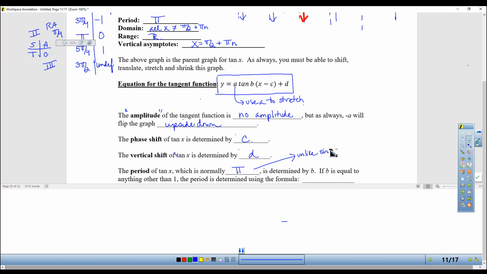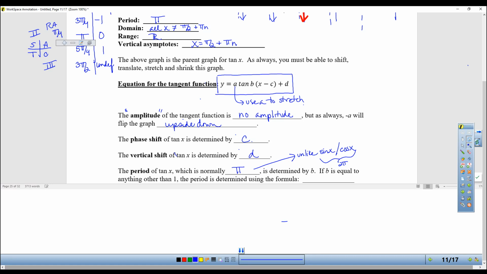And the period of tangent, which is normally pi, so unlike sine and cosine, you are going to have to remember something new. So sine of x and cosine of x have a period of 2 pi. Tangent's period is only pi before it repeats again. But it's still determined by b, so that didn't change.